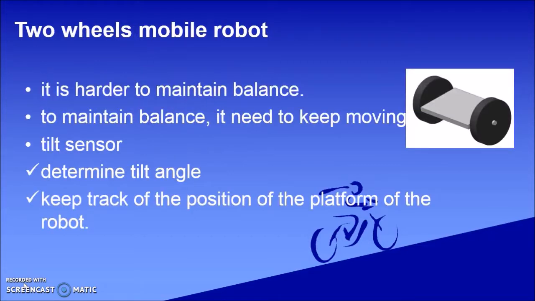The 2-wheel mobile robot is harder to keep balanced because when the robot tries to maintain balance, it needs to keep moving to find the COG, which is the center of gravity. The 2-wheel mobile robot has a tilt sensor, which determines the tilt angle, and this sensor keeps track of the position of the robot's platform, which helps the mobile robot stay balanced.